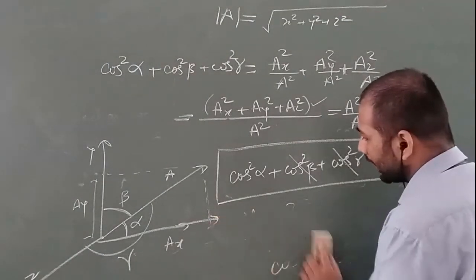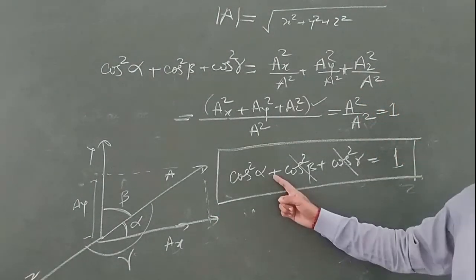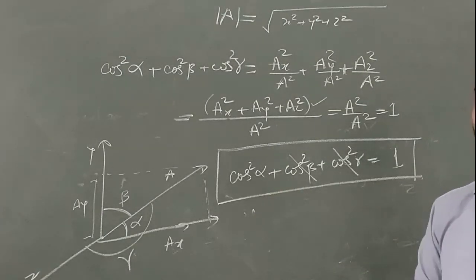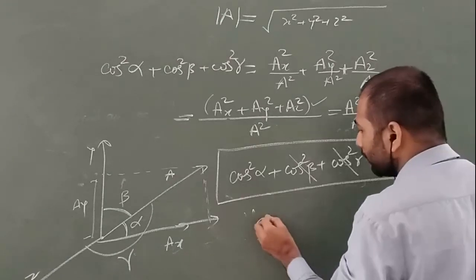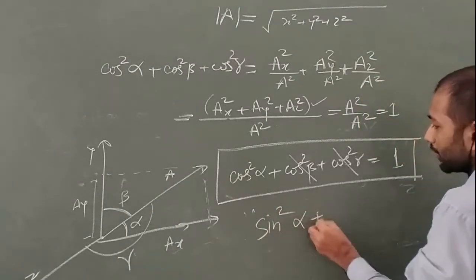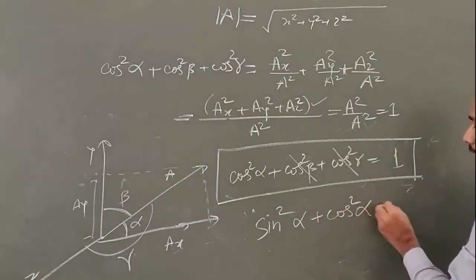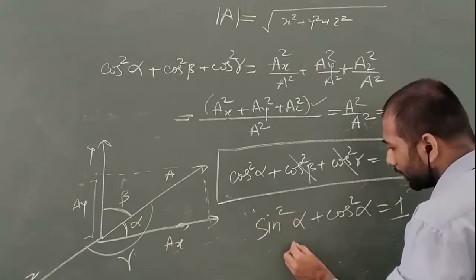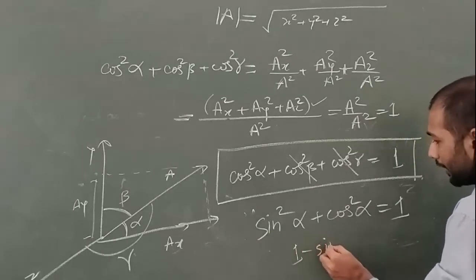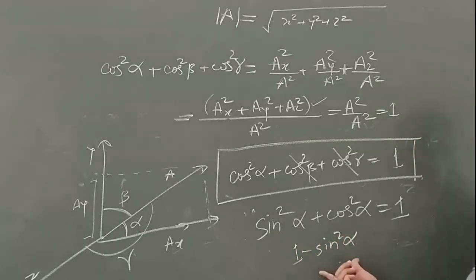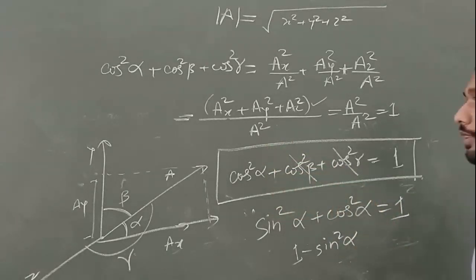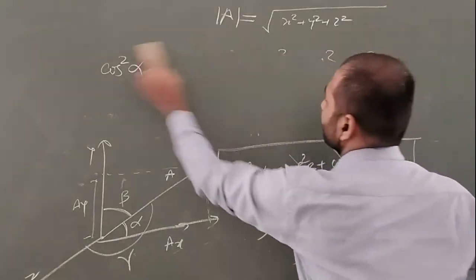Now one more conclusion that you can write from here. You know that sin square theta plus cos square theta is equal to 1. Okay, you know sin square alpha plus cos square alpha is equal to 1. So what can you write for cos square alpha? You can write 1 minus sin square alpha. Now similarly I am putting the value for every term in terms of sine. Okay, now let's see what we are getting.